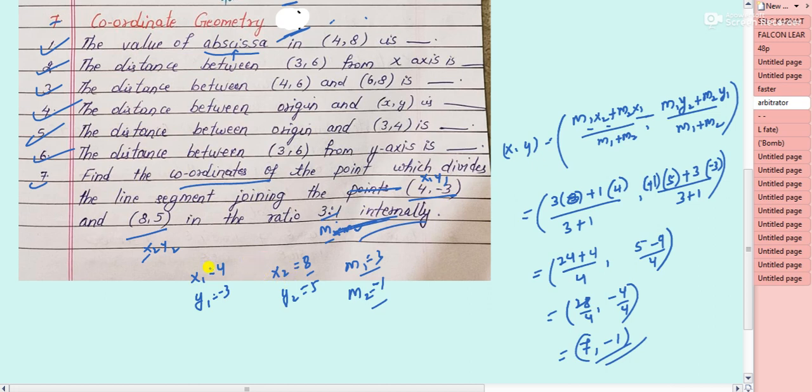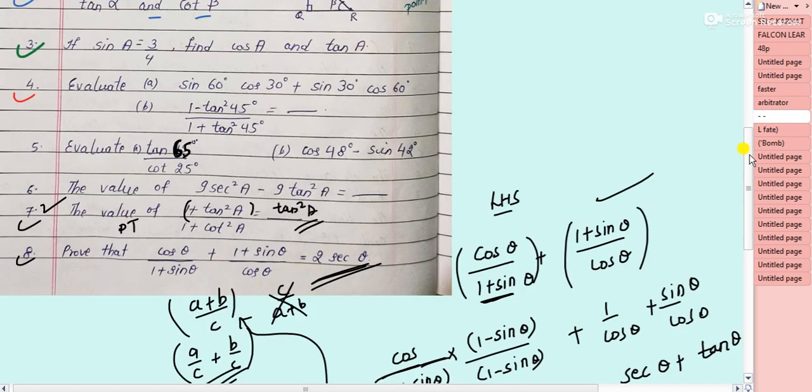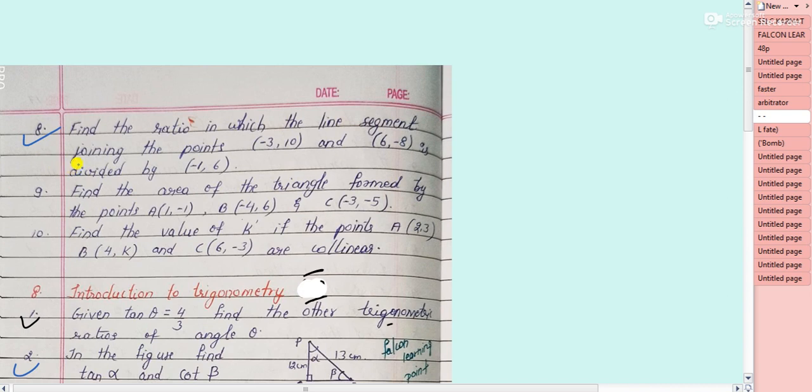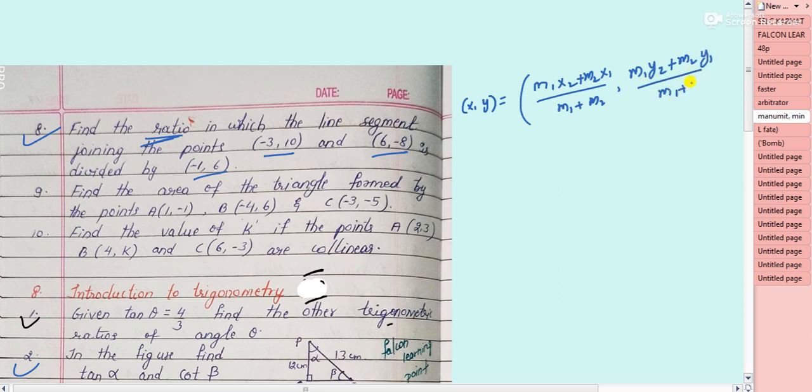Understood? Yeah, this can be asked for a 2 marks question. Moving to the other type of problems from this chapter, you can look at here question number 8. Find the ratio in which the line segment joining the points this and this is divided by this. Okay, so they have asked the ratio m1 is to m2. So they have directly given this x comma y, and (m1 x2 plus m2 x1) divided by (m1 plus m2), comma, (m1 y2 plus m2 y1) divided by (m1 plus m2).